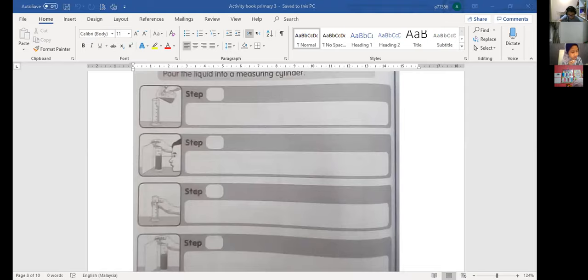Okay, the first step, what should we do? We have, okay, this is the first step. Okay, look at here, this is the first step. Pertama sekali, you have to put the measuring cylinder. Okay, awak kena letak measuring cylinder at the flat surface. Awak letak atas meja yang flat. Okay, this is number one.